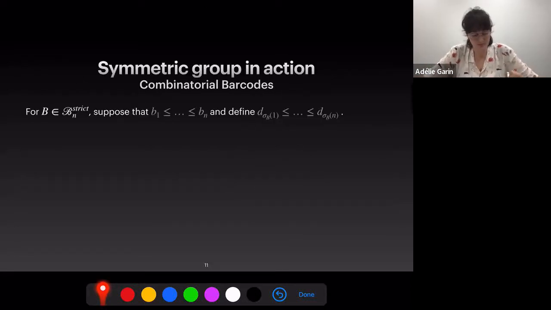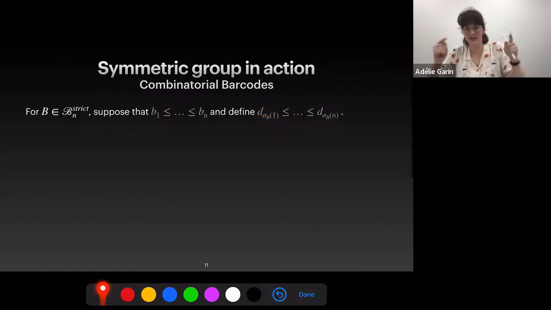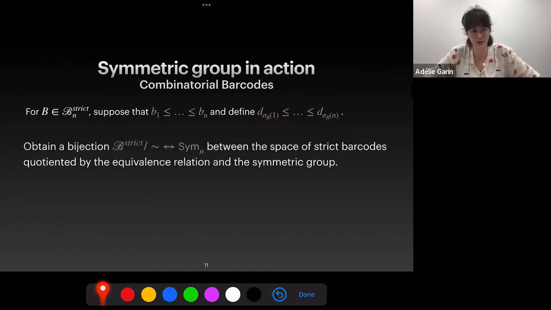Now for a strict barcode, suppose that the births are ordered. What I will define now does not depend on the birth being ordered, but it's just much simpler to define it like this, because we just consider the order of the deaths, and the permutation sigma that tells us the order of the deaths is what I will call a combinatorial barcode.